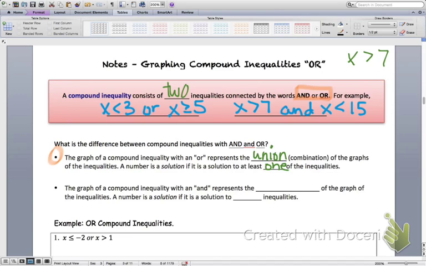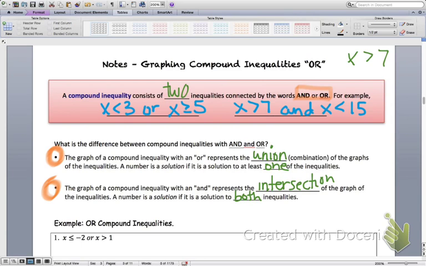Now the and inequalities represent a combination. That was a mistake. It's an intersection of the graphs. Sorry about that. So a solution is true for the compound inequality if it is true for both. Here with or, it has to be true for only one of them in order to be a solution, whereas the bottom one, and, has to be true for both because it's a combination of the answers.